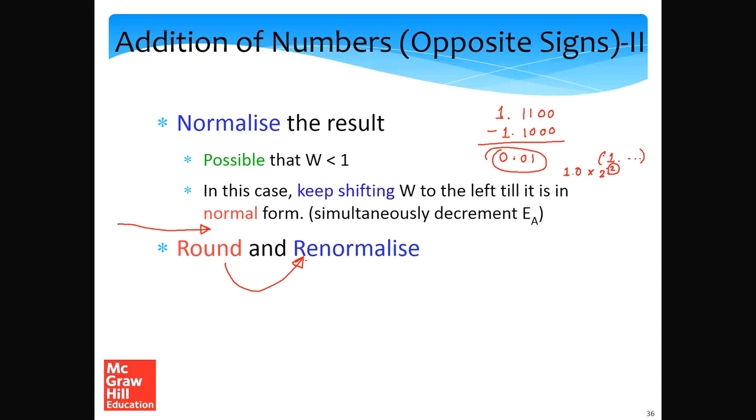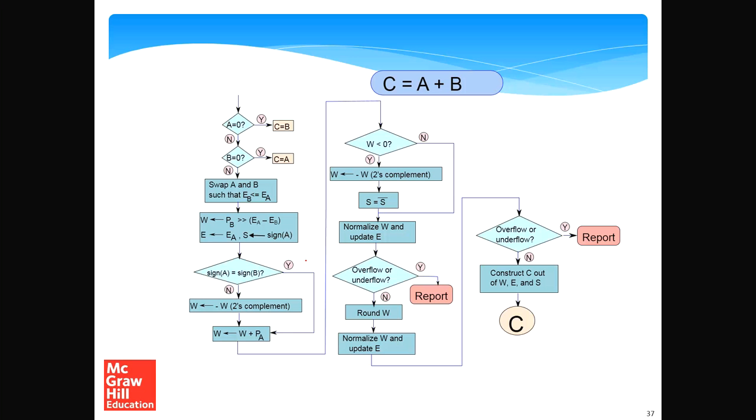Alright, so once we have discussed all of this, let us summarize our entire discussion in a flowchart. The flowchart looks at all possible cases. So let's assume that we are trying to add two floating point numbers a and b, and the result is one more floating point number, which is c. They can have the same sign or they can have different signs.